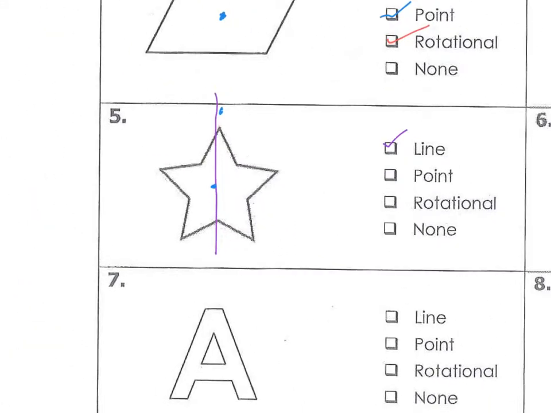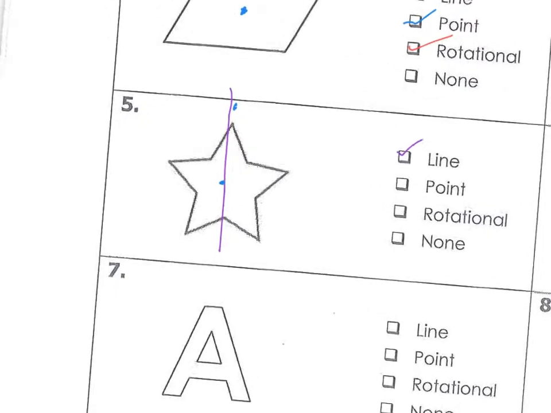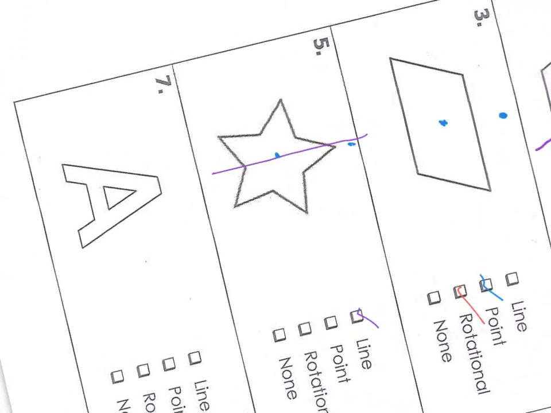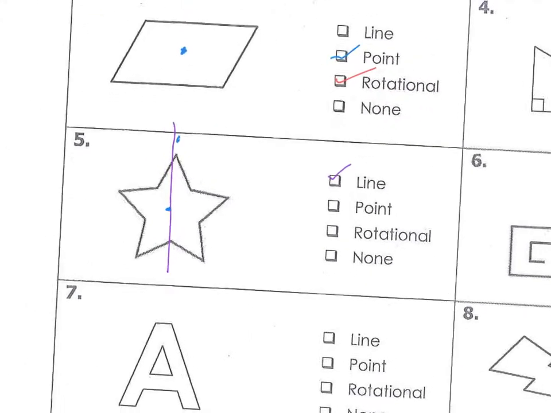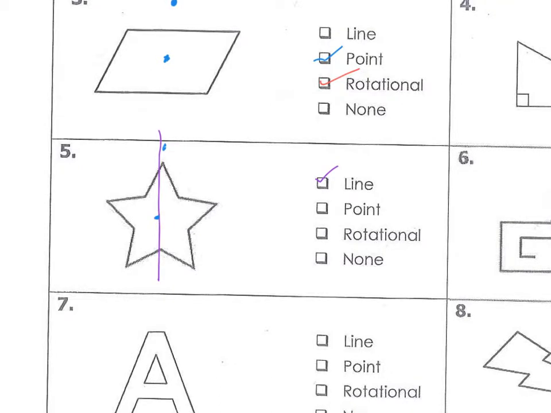Does it have rotational symmetry? If I rotate it one click here, does that look the same? Yes. And was that less than 360? Yes. So something cannot have point symmetry, but it can have rotational symmetry. So that's a check.